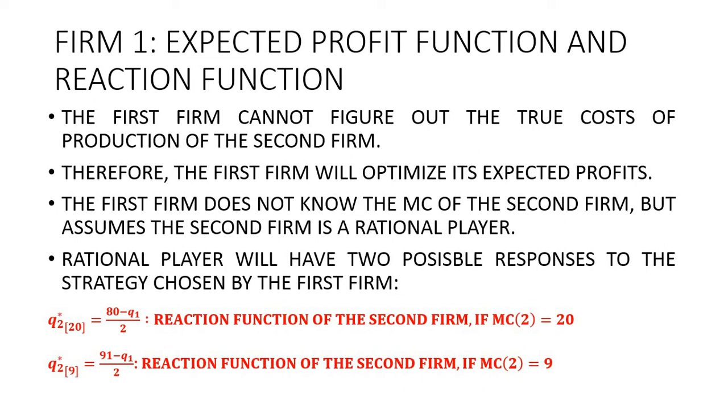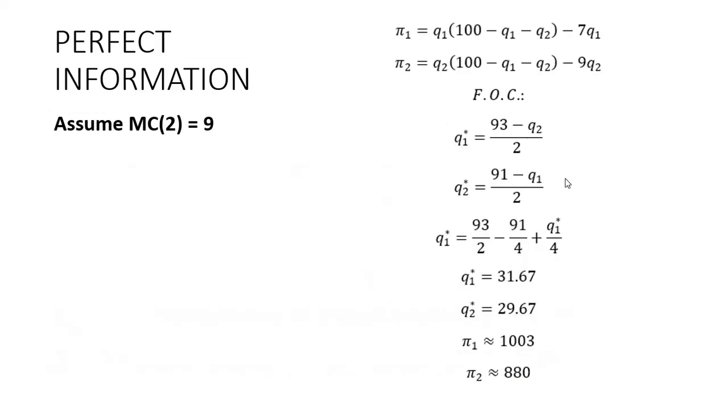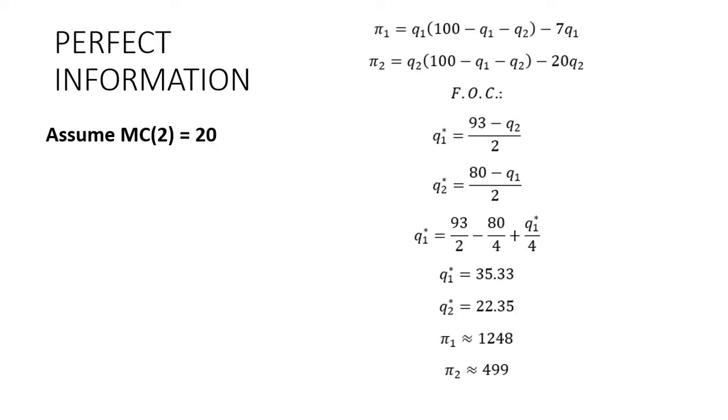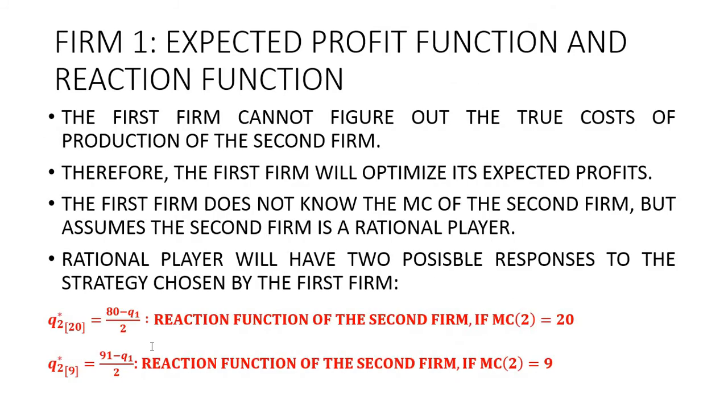So, okay, the first firm knows that the second firm is a rational player, and as you remember, this is best response function of the second firm if marginal cost of the second firm is equal to 9. And this is best response function of the second firm if marginal cost of the second firm is equal to 20. So this is what you have here summarized.